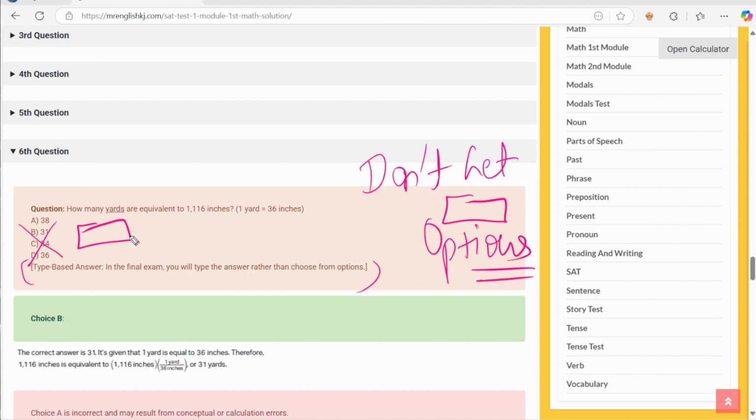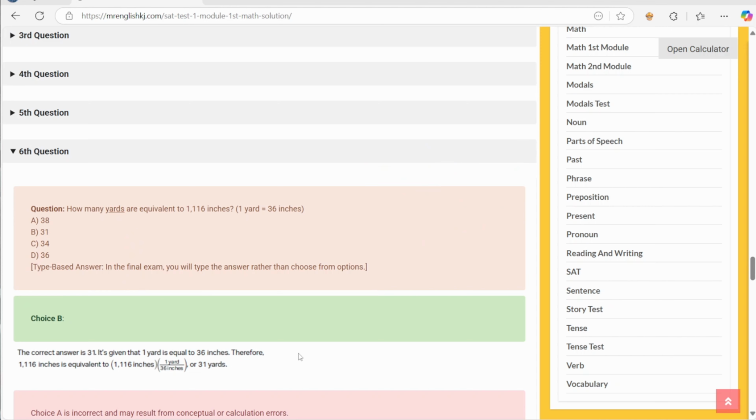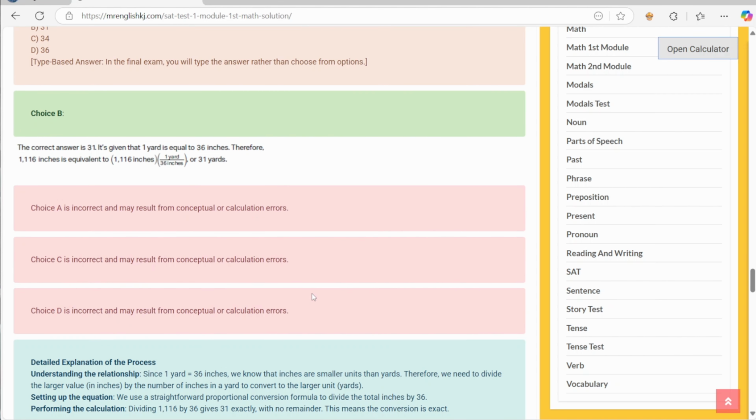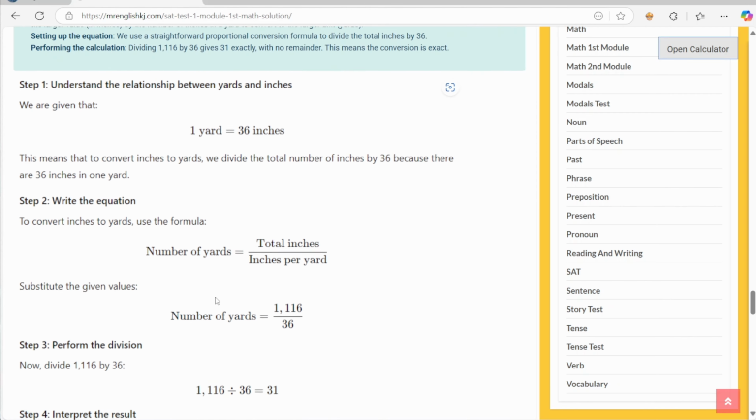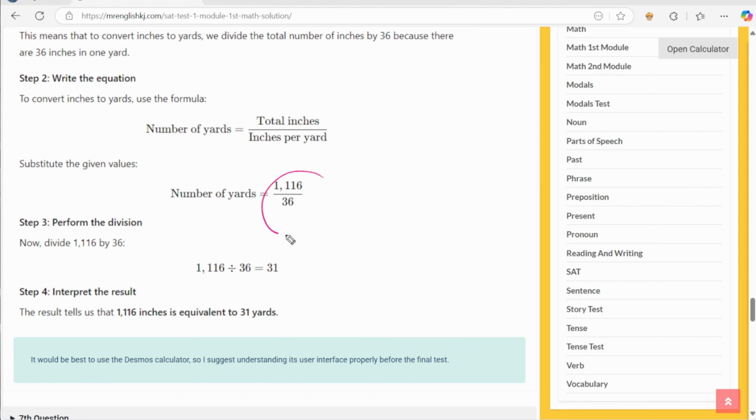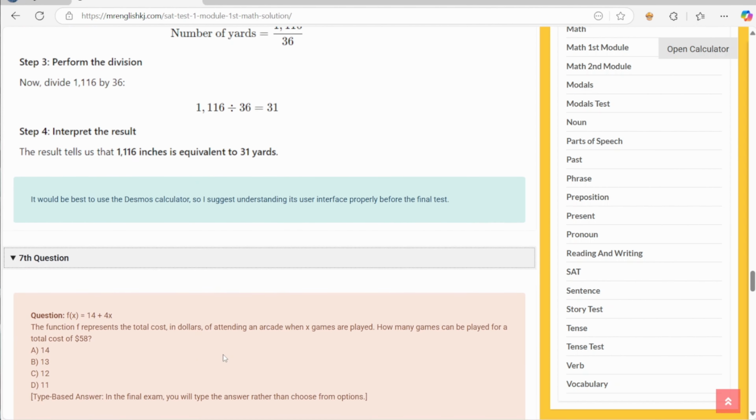A, C, D are incorrect. The blue box is teaching you step by step. Look here, it is explaining yards and total inches and what we are going to do here. Everything is explained in detail, in an easier way to make things easier for you. Remember that it's a simple question. It's not that difficult. You just need to understand the question. That is what matters. Let's do the 7th question.